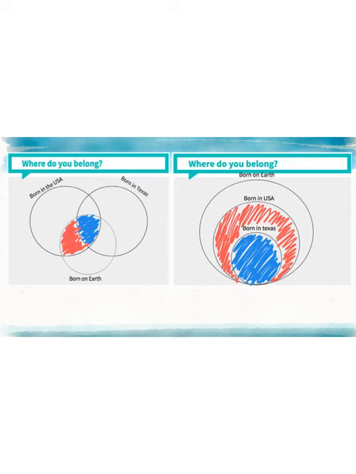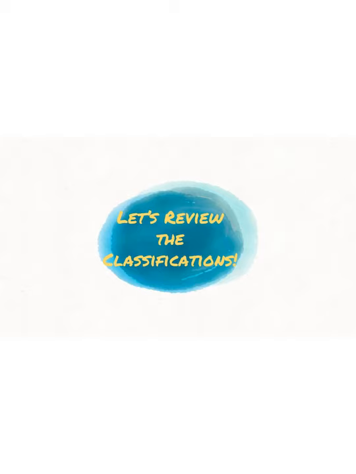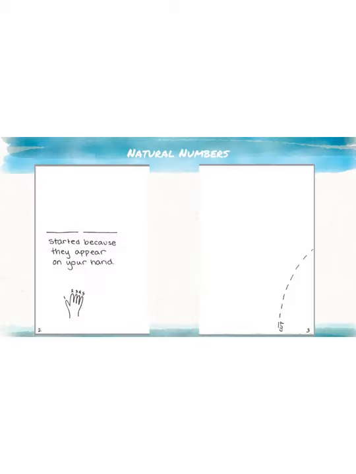This is the Venn diagram you will see most often when you are classifying rational numbers. So let's review the classifications. First, we have natural numbers. Natural numbers started because they appear on your hand. We can call these our counting numbers because we count on our fingers 1, 2, 3, 4, 5, and so on.